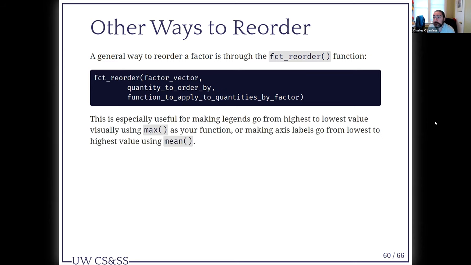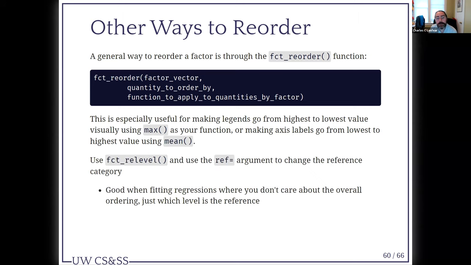So this is useful for things like making your legends go from the highest to lowest value visually using the maximums, or making your axis labels go from lowest to highest using a mean of a variable. I've got one example of this I'm going to show you. Another thing you can do, maybe you just want to change the reference level. You don't actually care about anything except the first level. This is good for making a new reference in a regression model. fct_relevel with ref= will change that category to be level one and leave everything else the same. That will then be the reference level in your regression model or the first level in your plot.